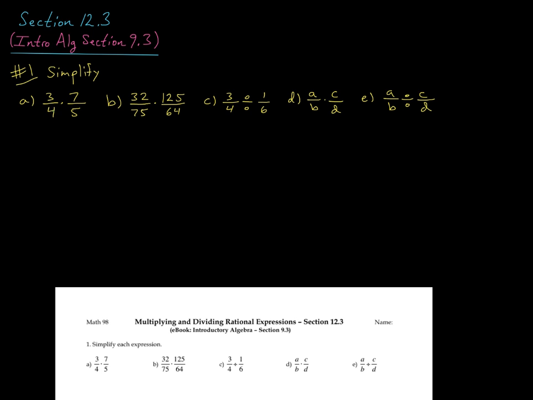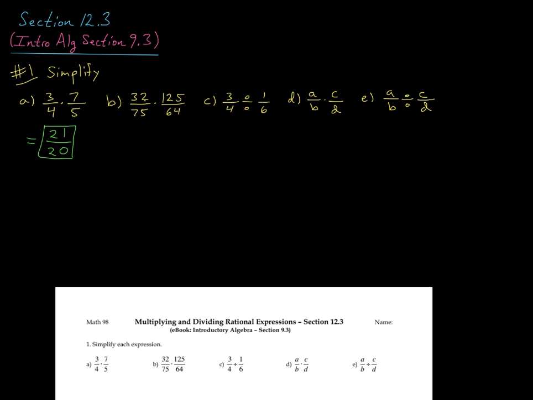And so if I start with part A here, it's 3/4 times 7/5. Well, of course, all I need to do here is multiply straight across. That's going to give us 3 times 7 is 21, and 4 times 5 is 20. And there's no common factors between 21 and 20, so we are done, right? Nothing to it.